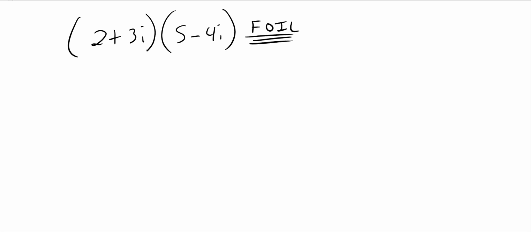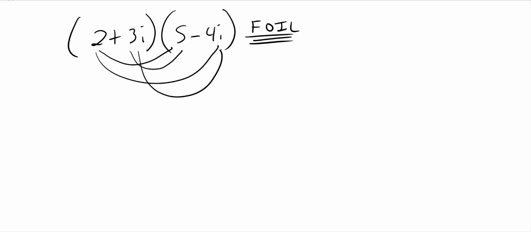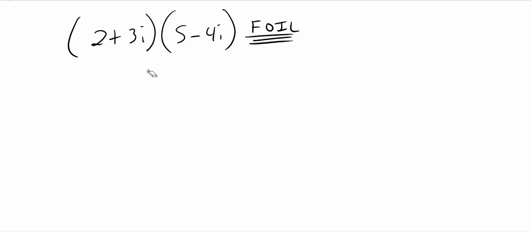FOIL. Remember, FOIL stands for first, the first term, which is that. The outer term, which is that. The inner term, which are that. And the last term is that. So basically, you're multiplying everything in the first set of parentheses times everything in the second set of parentheses. That's basically what you're doing. Okay, so let me get rid of these things here. Okay, so let's do it.